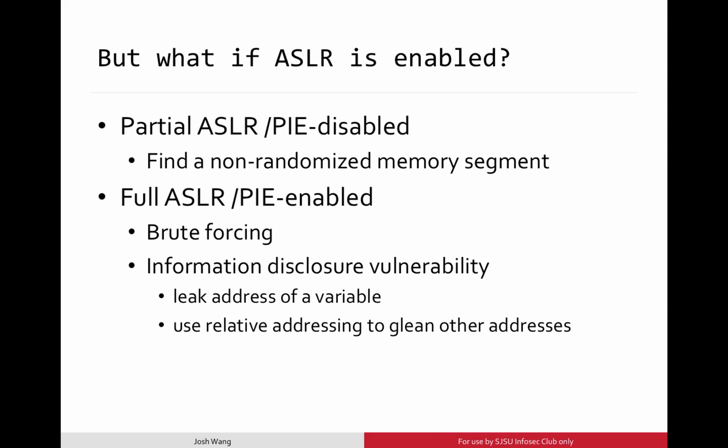With partial ASLR, you can still get away with a return-style attack because you can just find a non-randomized memory segment and see if you can find anything useful there. But if full ASLR is enabled, that requires either brute forcing or an information disclosure vulnerability. With an information disclosure vulnerability, if we're able to leak the address of a variable, we can use relative addressing to find other addresses. And we'll talk about this in the next slide.